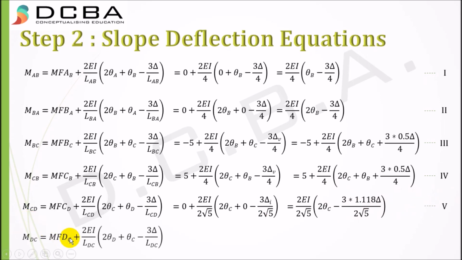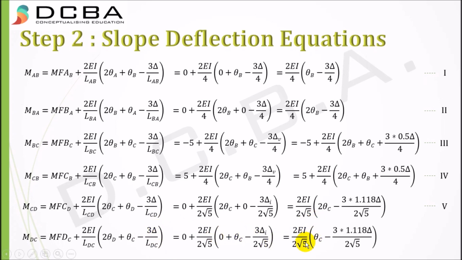And MDC is also MFDC plus 2EI upon length DC into 2 theta D plus theta C minus 3 delta by length DC. Again delta is delta I. Simplifying this I get 2EI upon 2 root 5 theta C minus 3 into 1.118 delta by 2 root 5. I'll name this equation as number 6. So we got all these 6 slope deflection equations.